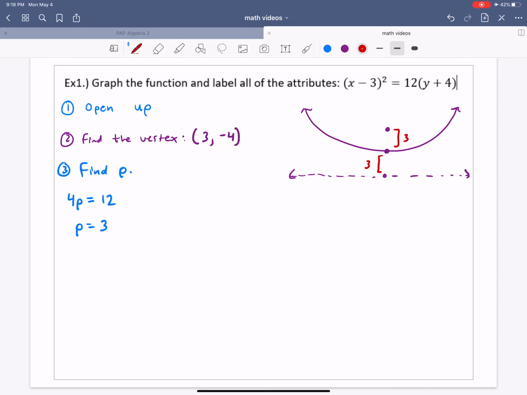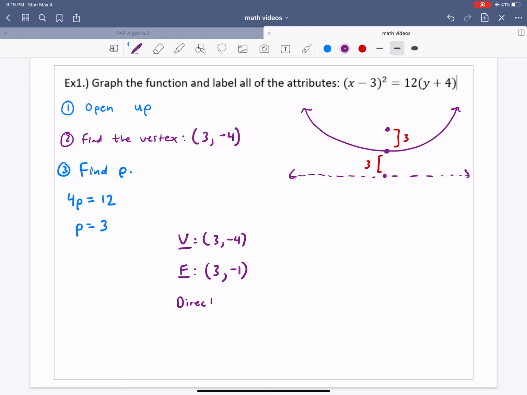So now what we can do is go through and start to label some of our important attributes. All right, so the vertex, we already found that. That was at (3, -4). The next piece of information we're going to find is the focus. The focus goes up 3 units from the vertex. So keep the x value the same, and add 3 units to the y value. So that location is going to be at (3, -1). Pretty straightforward, pretty easy.